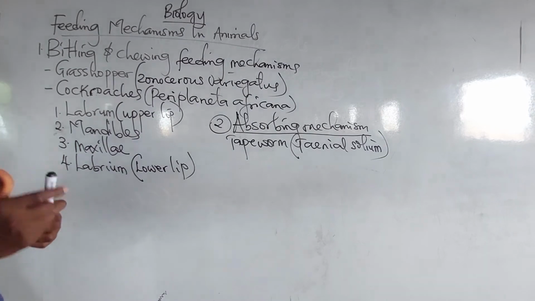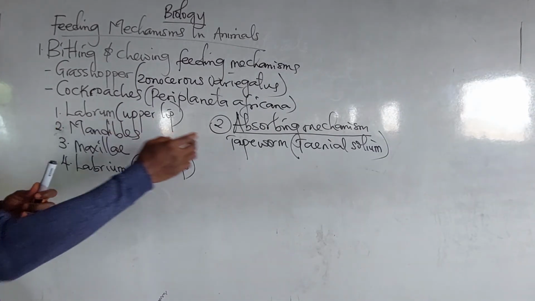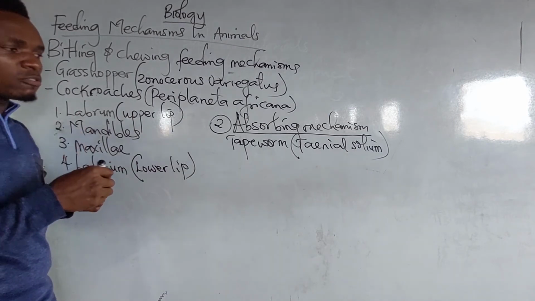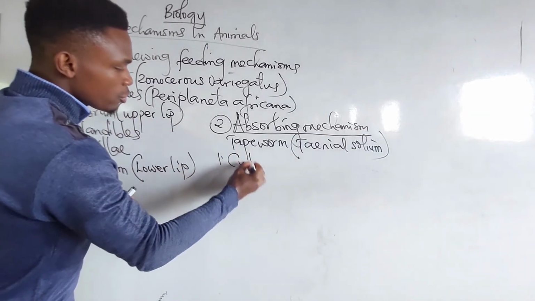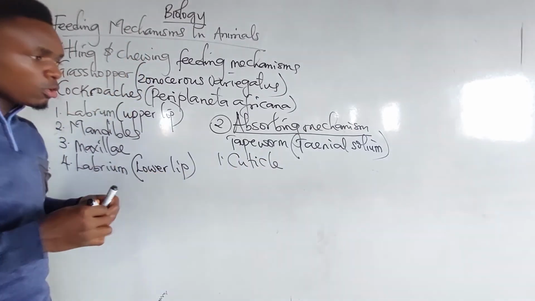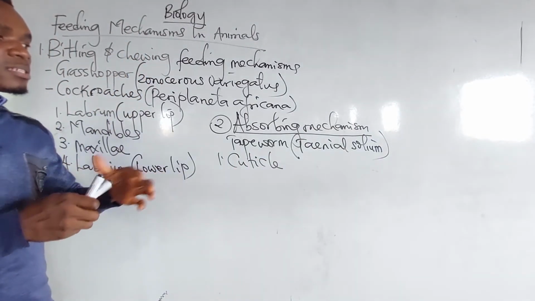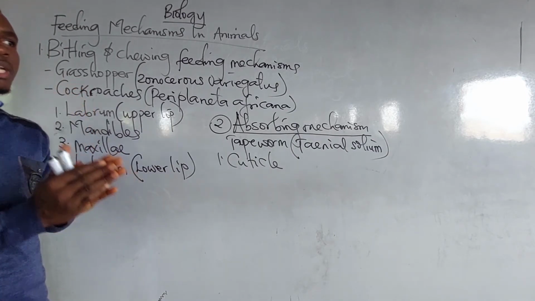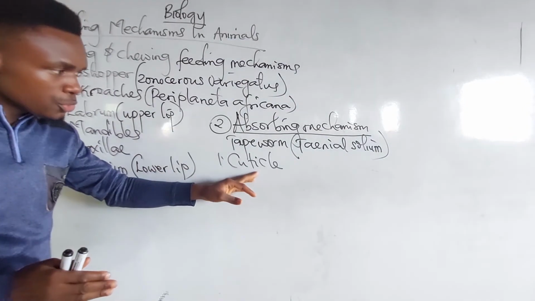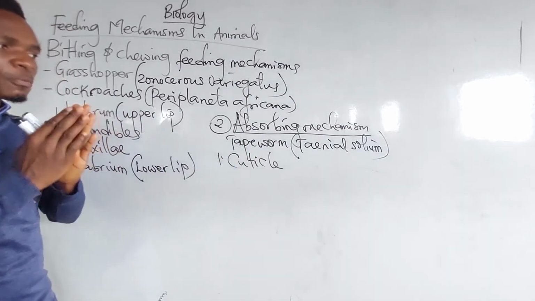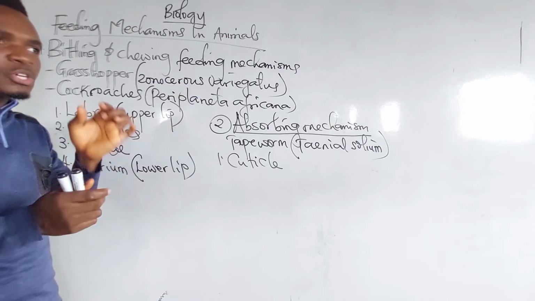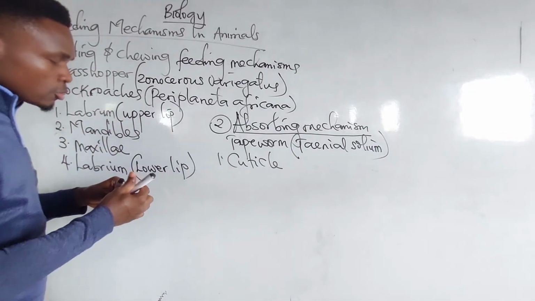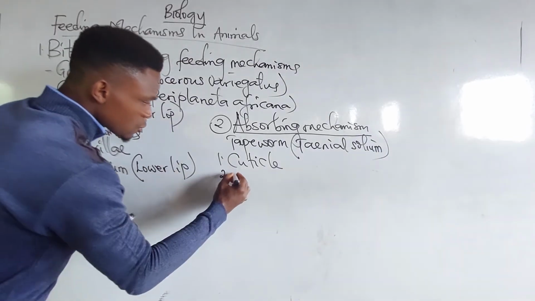Now, what are the features this tapeworm has in order for it to adapt to its environment, that is, the ileum of the small intestine? 1, it has a cuticle. The cuticle prevents it from being digested by the enzymes secreted by the host during the process of what? Digestion. The cuticle protects it from being digested by the enzymes the host secretes during the process of what? Digestion. 2, it has proglottids.